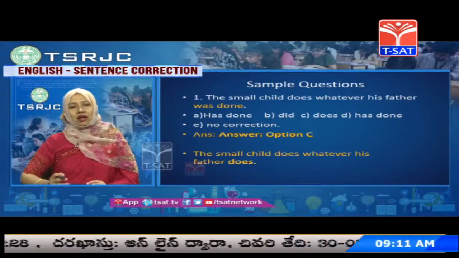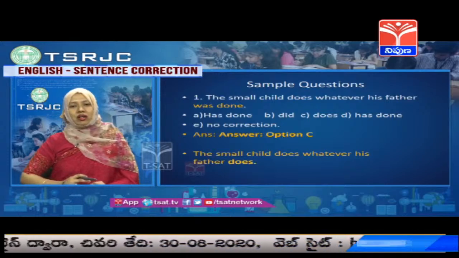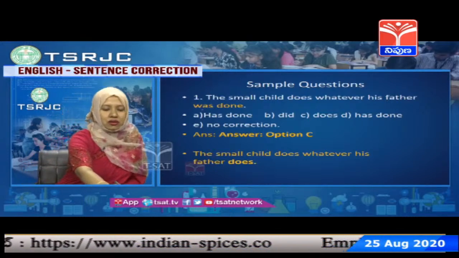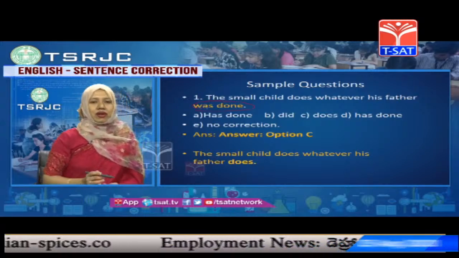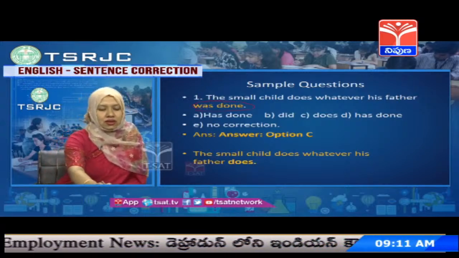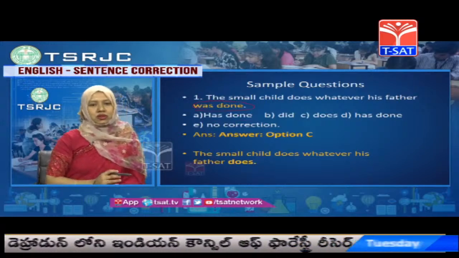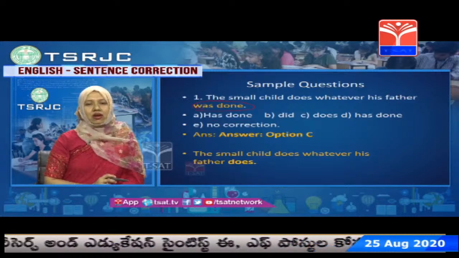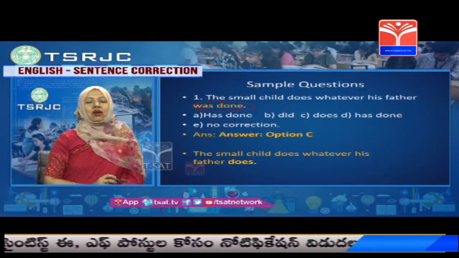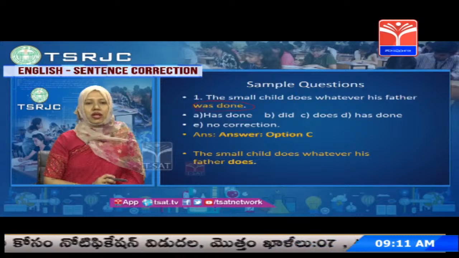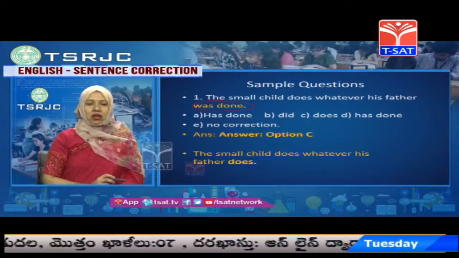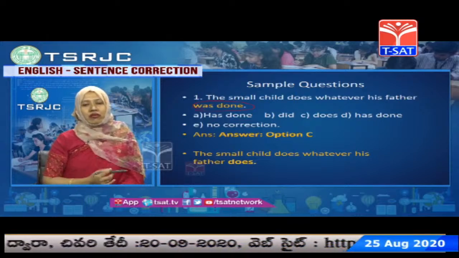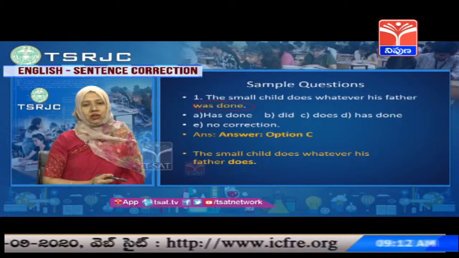The small child does whatever his father was done. Now, here was done is given as the verb, and this should be corrected. There are 4 options. Option A, has done. Option B, did. Option C, does. Option D, has done. Option E, no correction. Now, if you see, present, past, and past perfect forms of the verb do are used here.